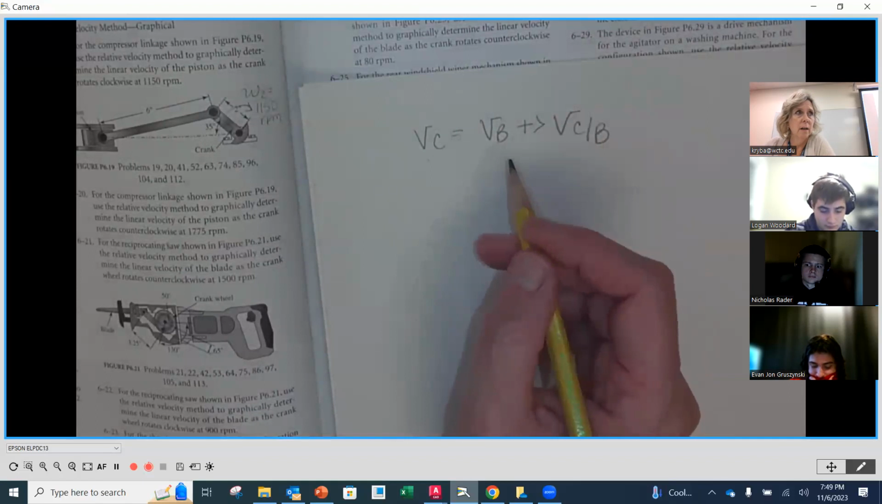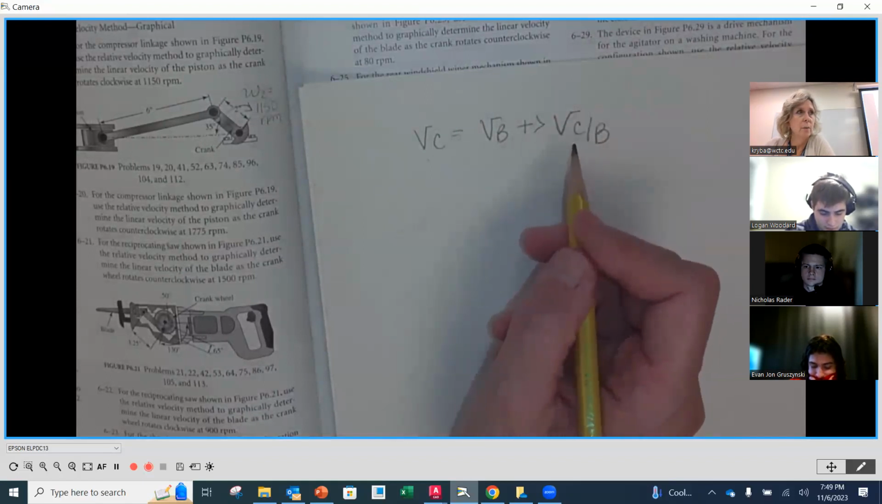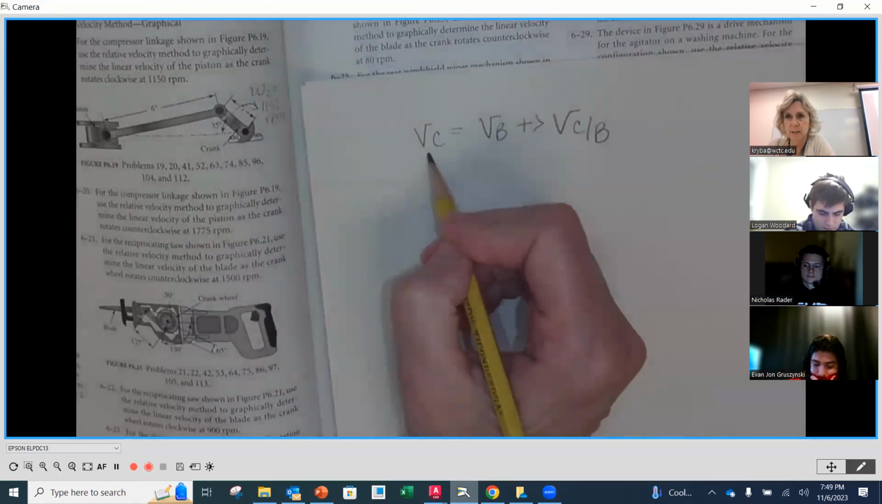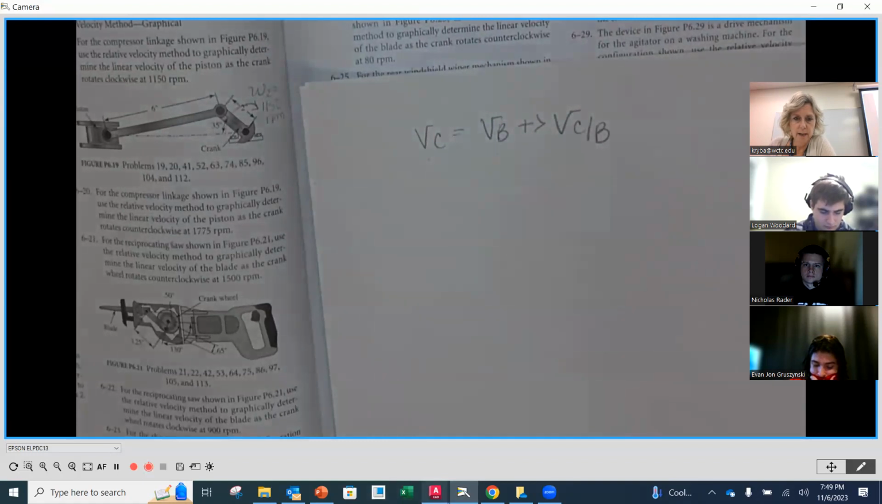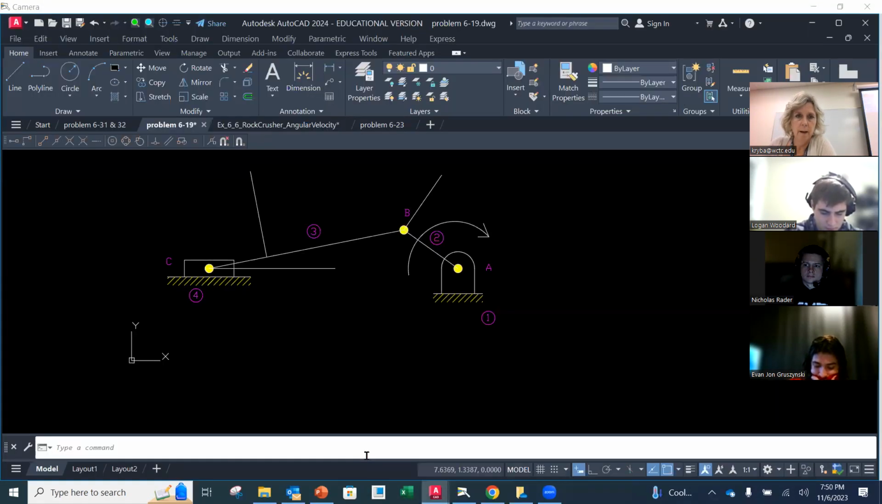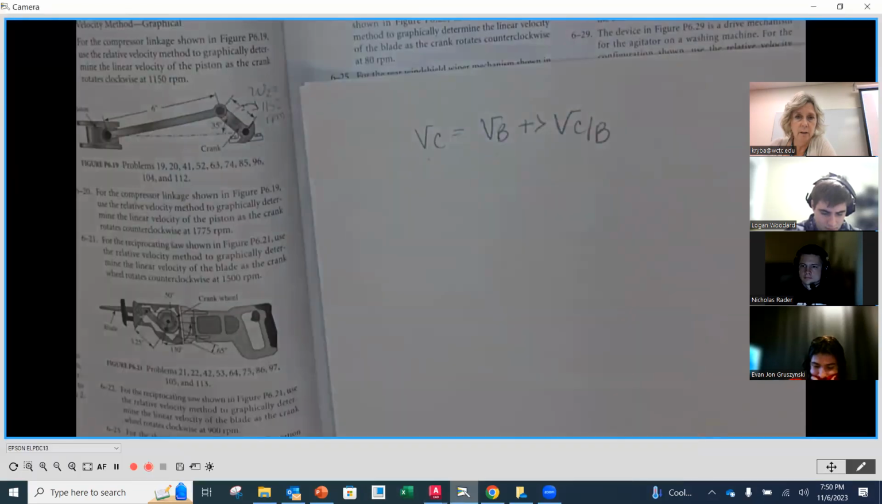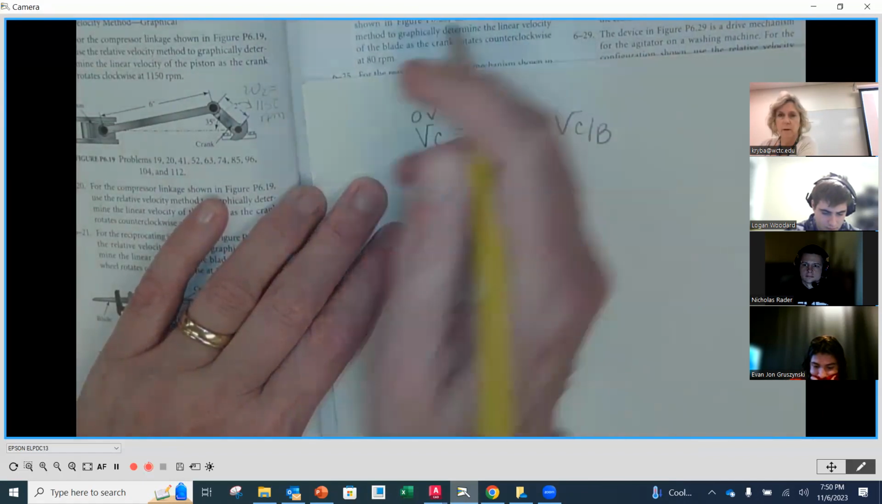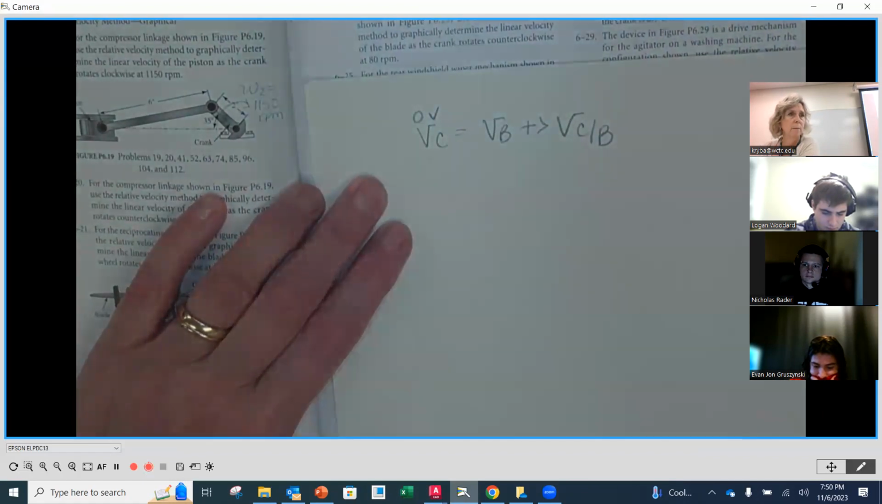Now, as we look at each one of these vectors, we want to identify if we know magnitude and or direction. So for my velocity of C, I'll kind of toggle back and forth here. I know direction, right? But I don't know its magnitude. That's going to be something that I'm going to need to find. So I'll say, I don't know my magnitude, but I do know the direction, the line of action. And it's going to be along that horizontal line.